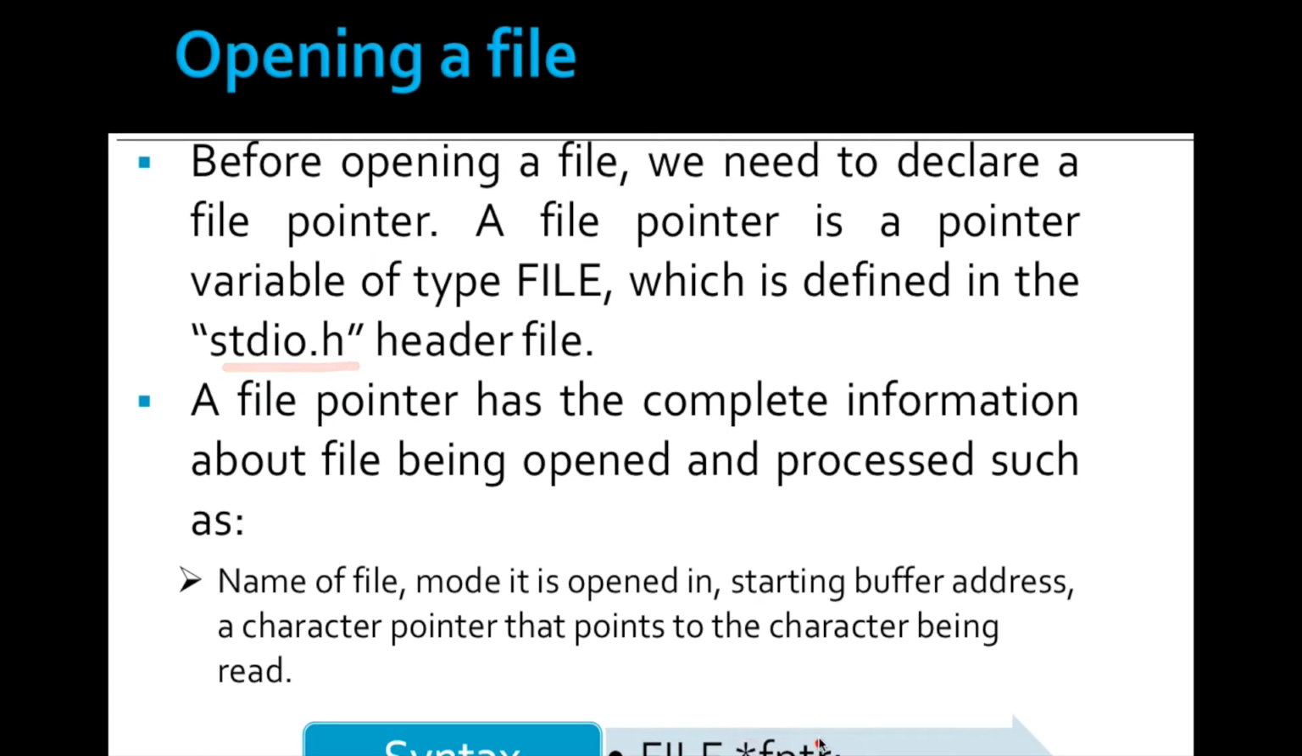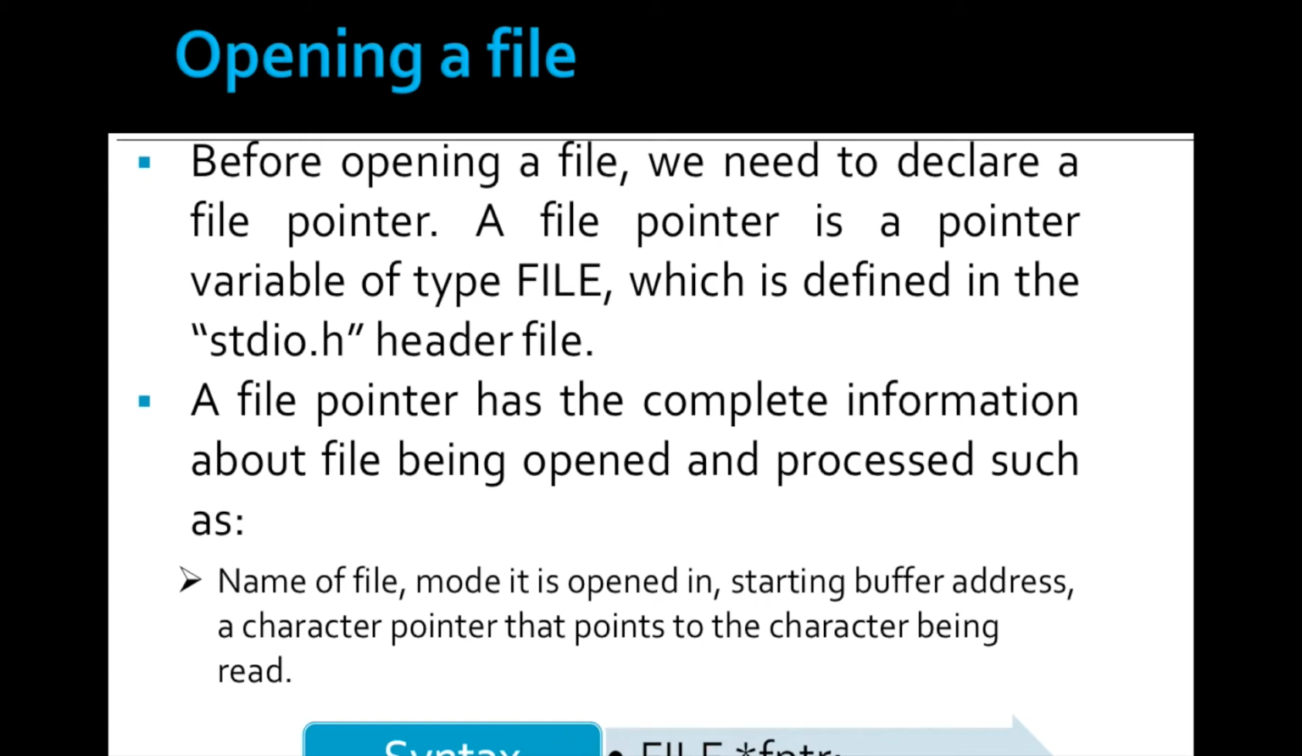So how do we declare a file pointer? First include the stdio.h header file and then write FILE, space, name. Here you can give any name, but FILE in capital is fixed. It is a structure data type.